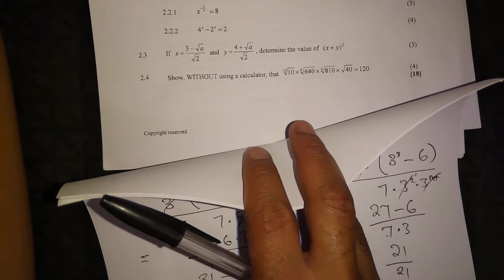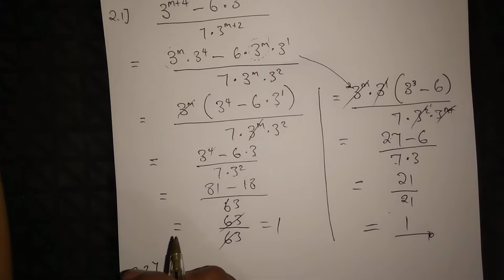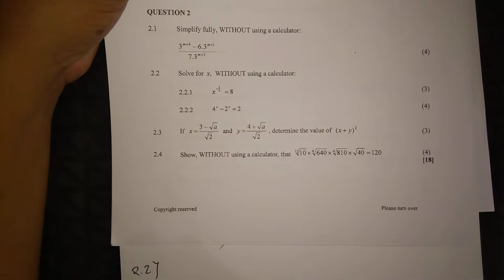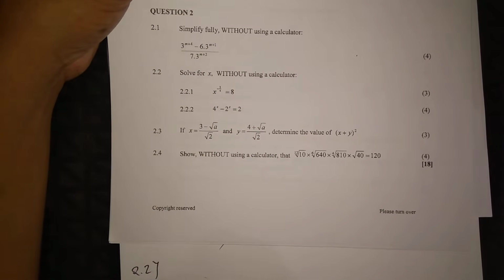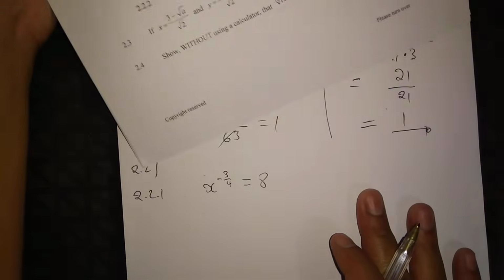And then let's go for the second question now. So 2.2, we are solving for x without using a calculator again. Solve for x. So 2.2.1 is x raised to exponent minus 3 over 4 equal to 8.